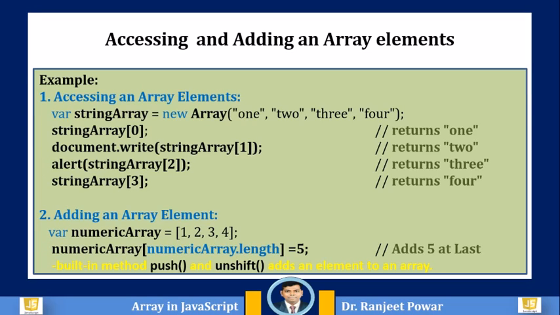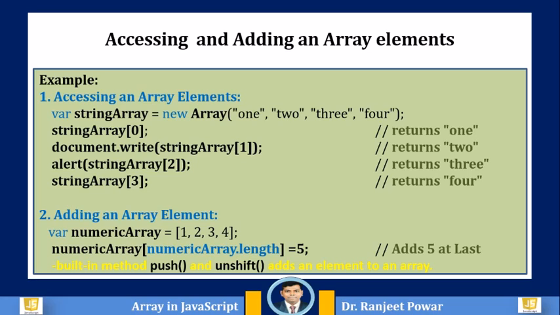Accessing and adding array elements. Array elements can be accessed using an index, that is, a key. Specify an index in square brackets with the array name to access the element at a particular index. The index of an array starts from 0 in JavaScript.